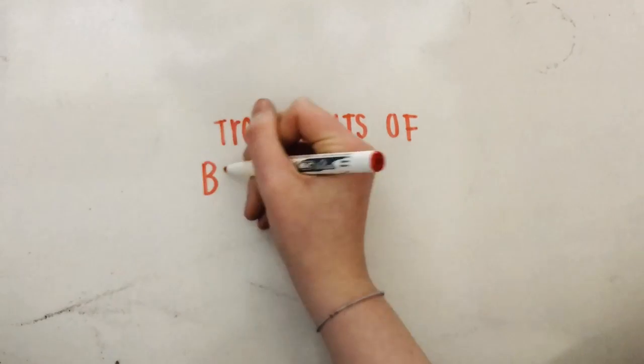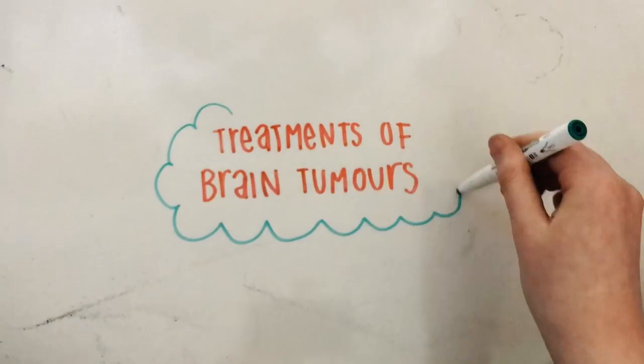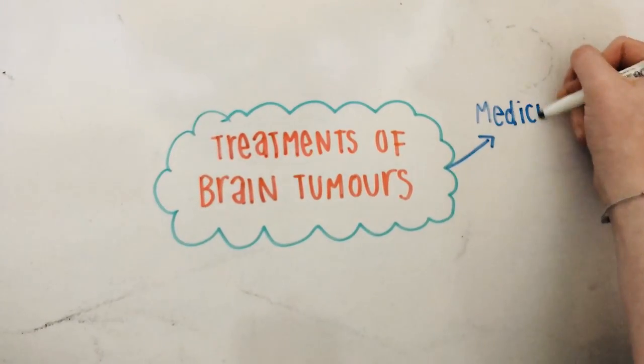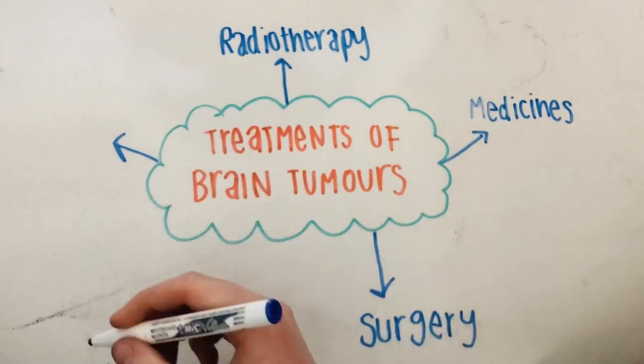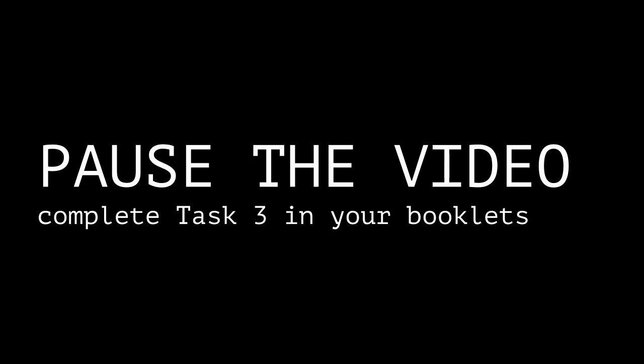Now, what are the treatments of brain tumours? We have medicines, surgery, radiotherapy, and chemotherapy. Please pause the video and complete task 3 in your booklets.